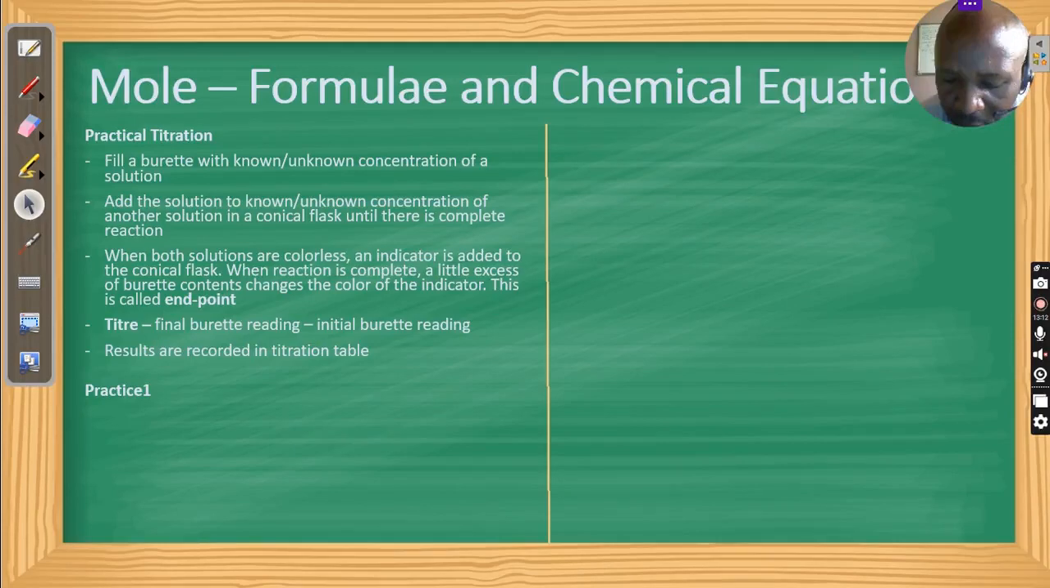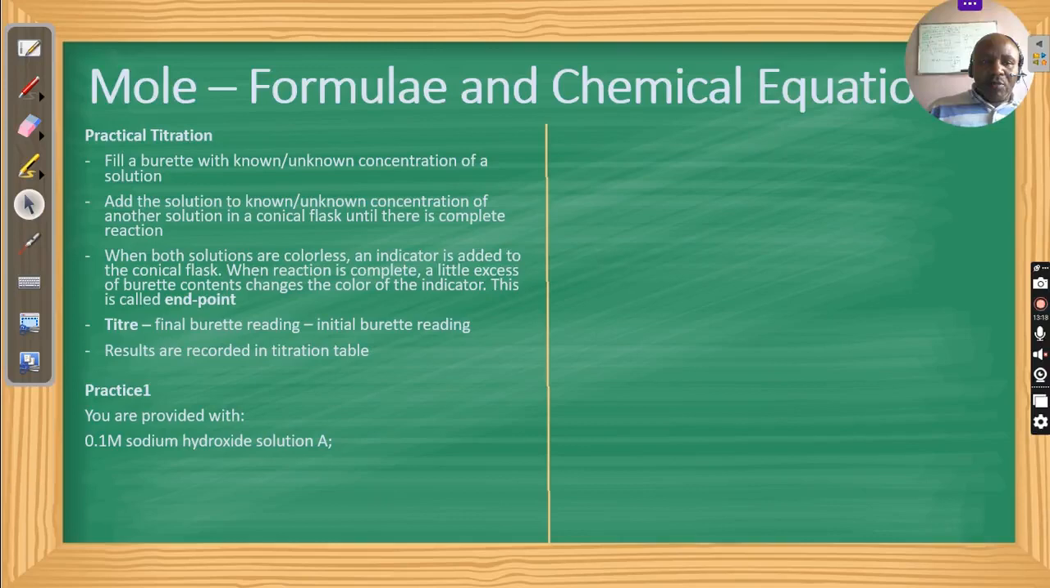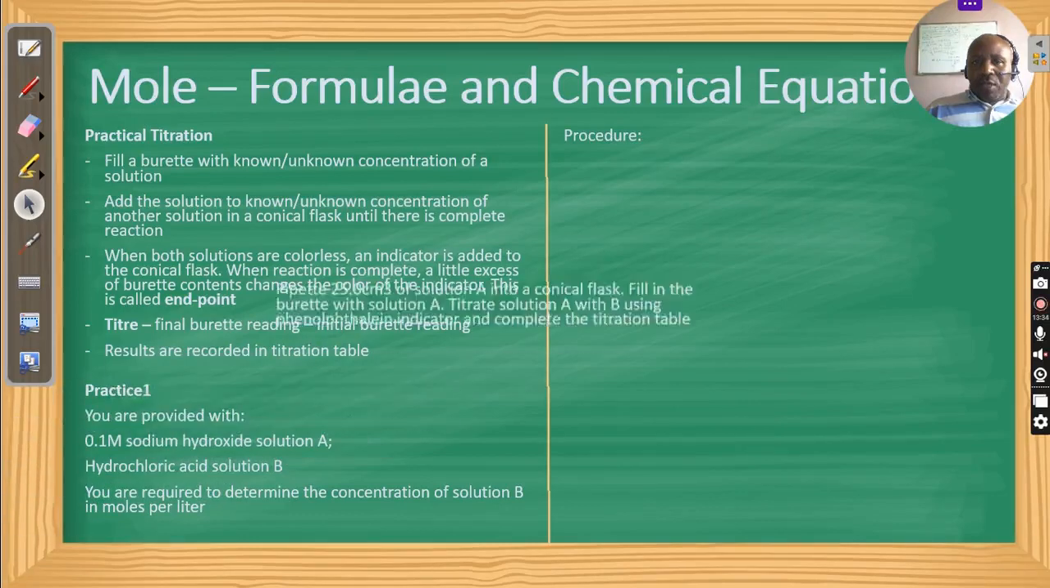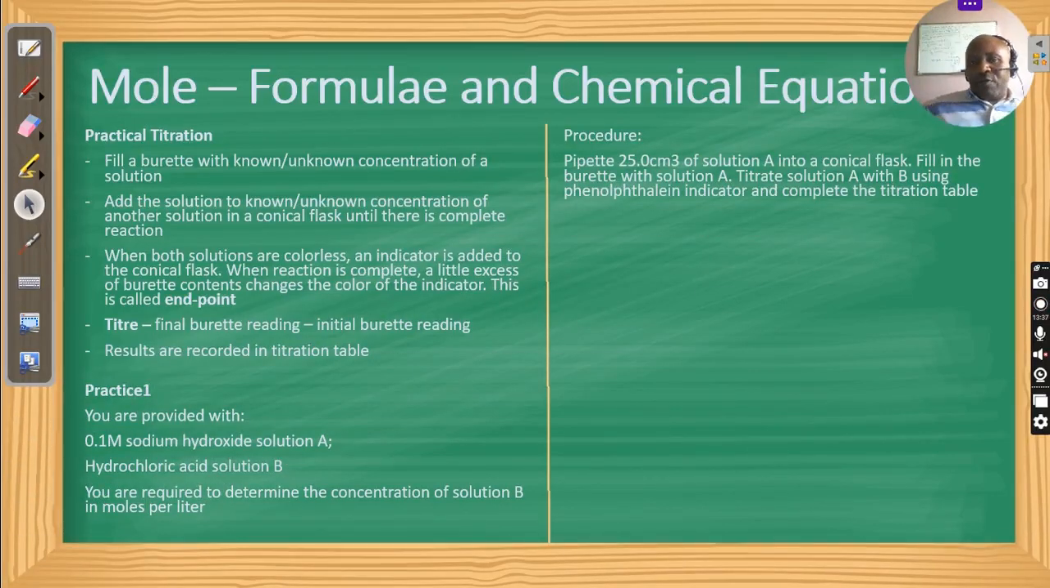What I want us to look at is how to undertake the calculations. Let us look at practice 1, where you are provided with 0.1 molar sodium hydroxide solution A and hydrochloric acid solution B. You are required to determine the concentration of solution B in moles per liter. The procedure is that you pipette 25 cm³ of solution A, which is sodium hydroxide, into a conical flask. Then you fill the burette with solution B. Titrate solution A with B using phenolphthalein indicator and complete the titration table.